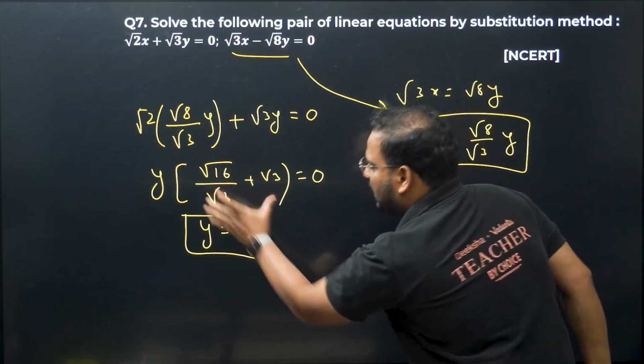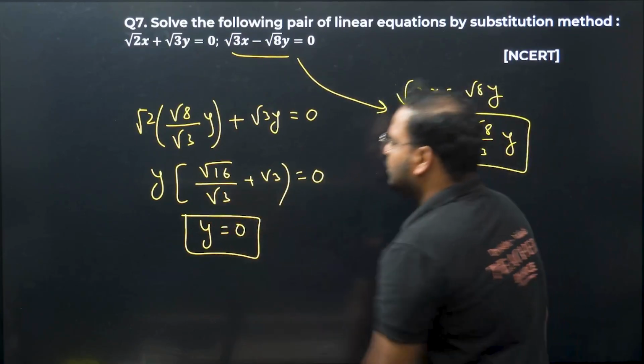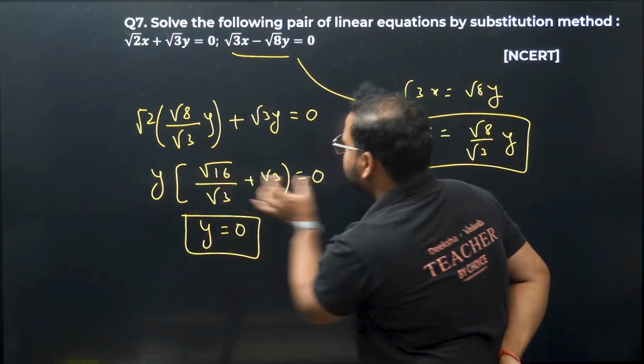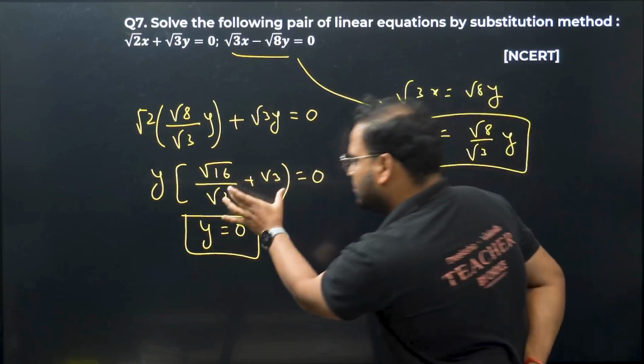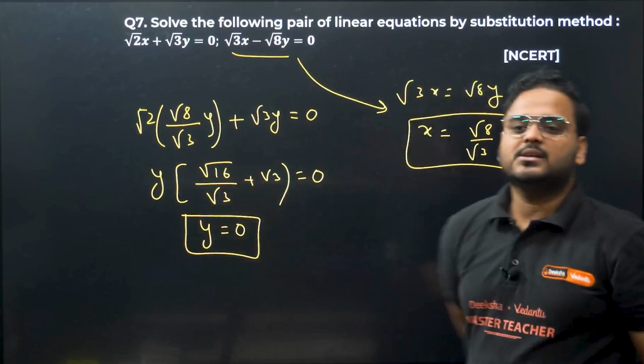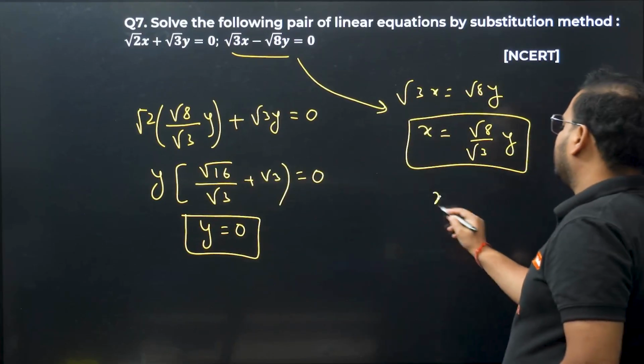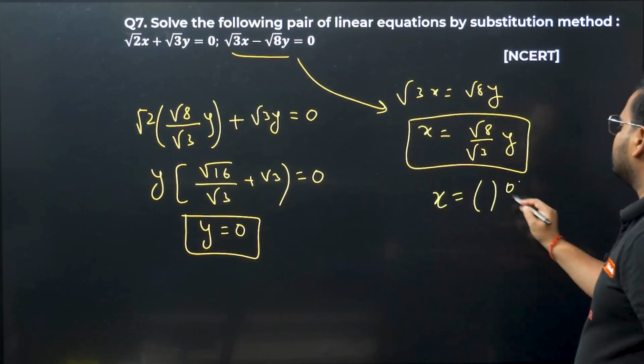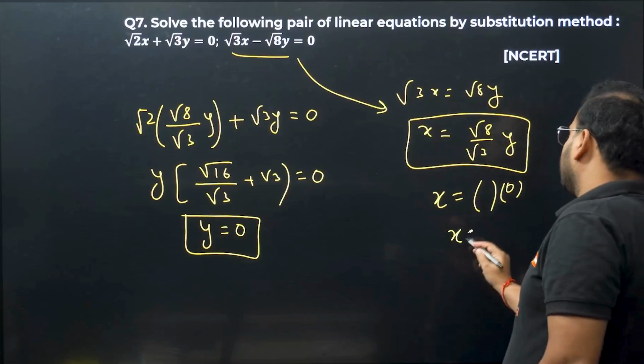This is a non-zero value, and the product with y is making it 0. The product of this non-zero value with y making it 0 means that this has to be 0. So y is 0. Check here. Put here something multiplied with 0. What is the answer? Of course 0. It means x is also 0.